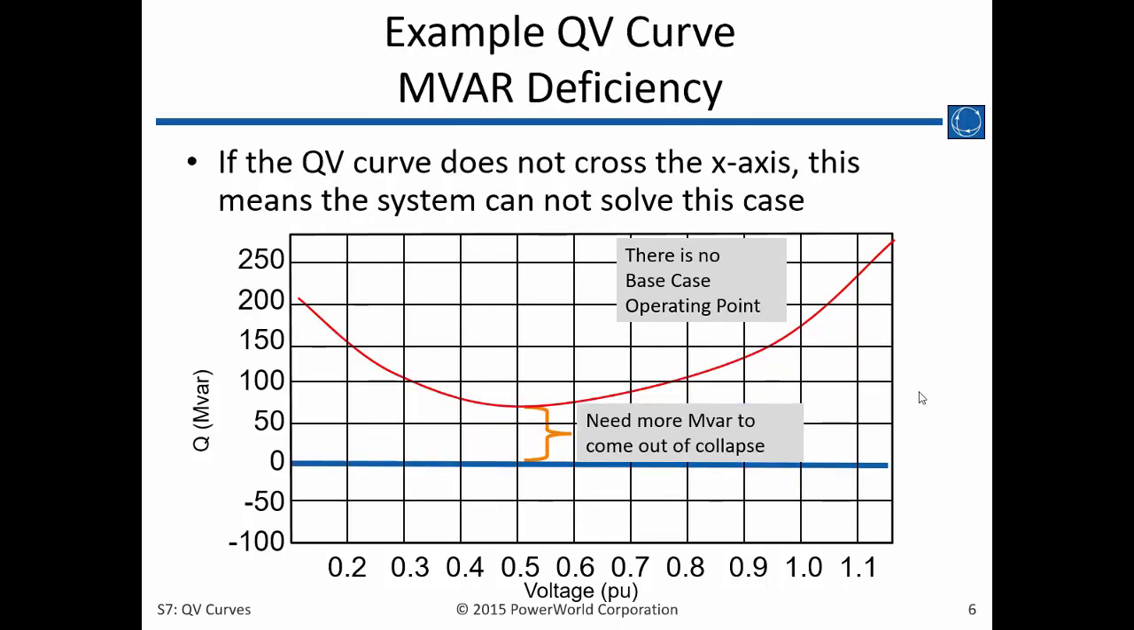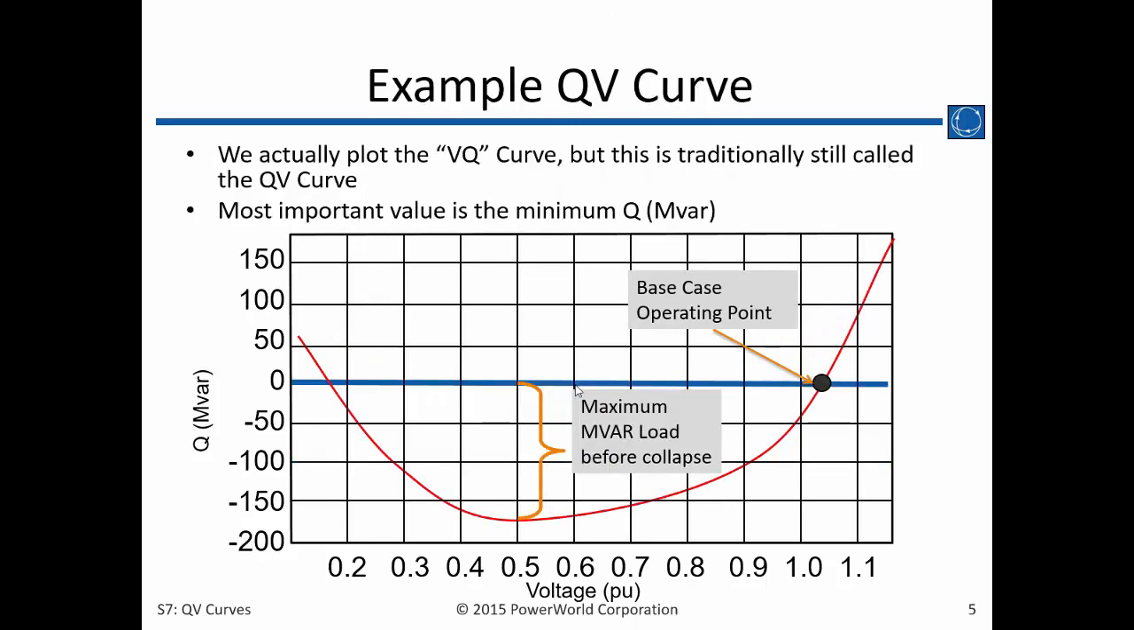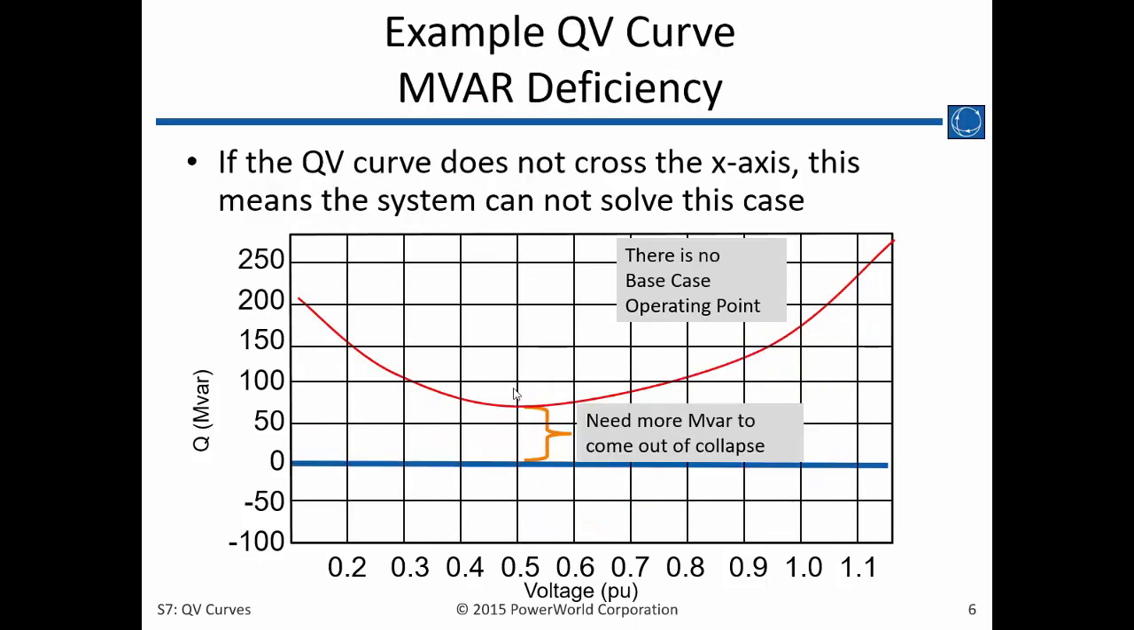Note that it's sometimes possible to plot a curve where the curve does not cross the x-axis. This means the system cannot solve this case. There's no base case operating point, and you need more megavars to come out of collapse. So this number here tells me how much VARs I would have to increase in terms of generation, how much I would have to inject. Instead of taking load out here, this is how much load would I add before I get to the collapse point. This is telling me I'm already past it.